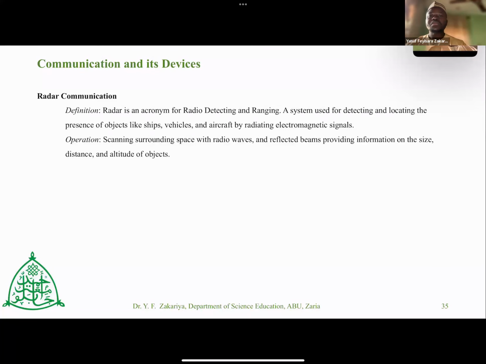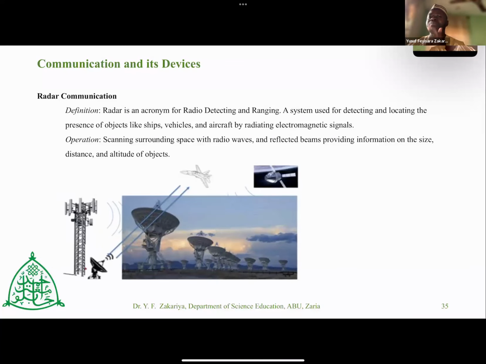All right. So they scan through surrounding space with radio waves and reflected beams, providing information on the size, distance, and the amplitude of the object. You can see a picture here depicting how the radar works. And what you have up here is a satellite, but this one is for the radar to track the plane.